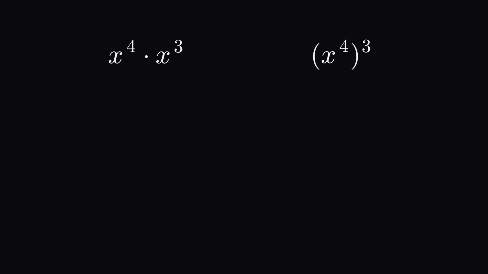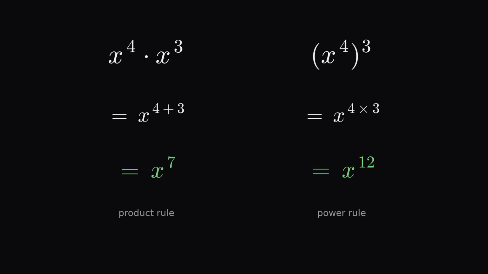Now let's go back to the opening example, using the rules. X to the fourth times x to the third. Same base, and we're multiplying. So we add the exponents. 4 plus 3 is 7, x to the seventh. But x to the fourth raised to the third power. That's a power of a power, so we multiply. 4 times 3 is 12, x to the 12th. Two different rules, two completely different answers.